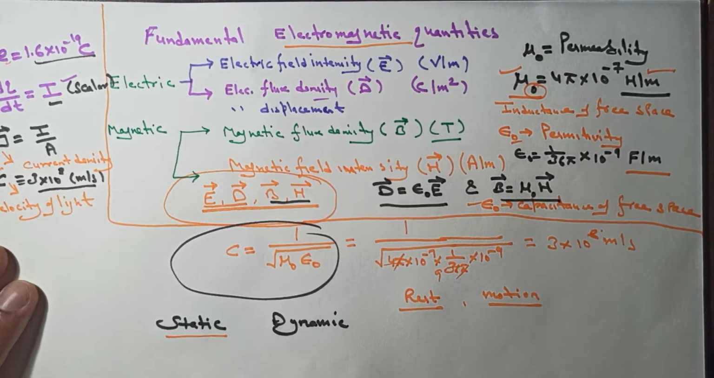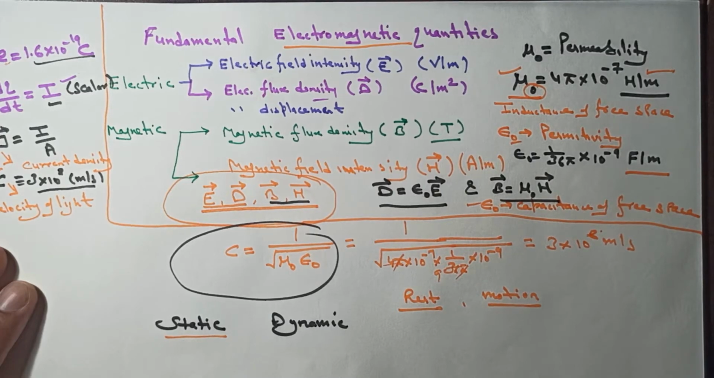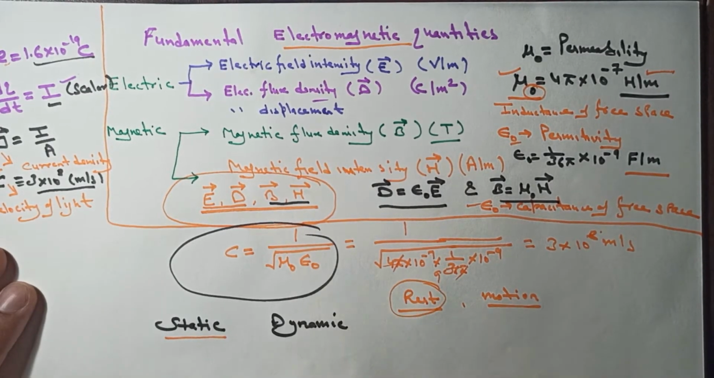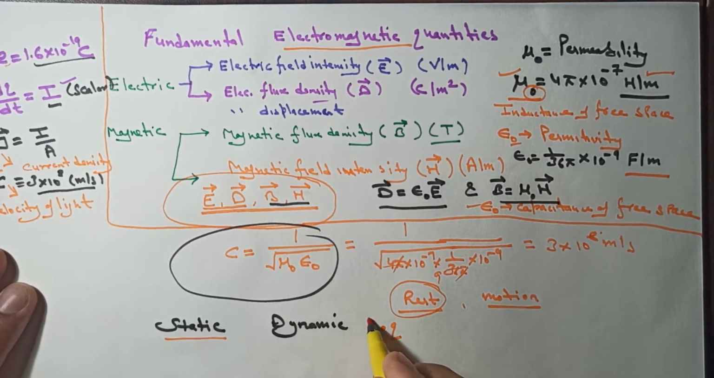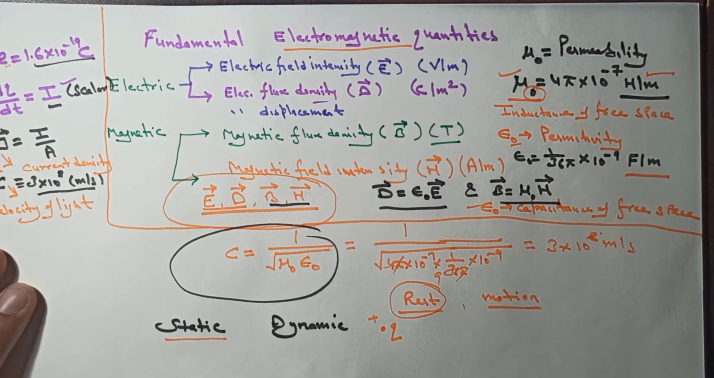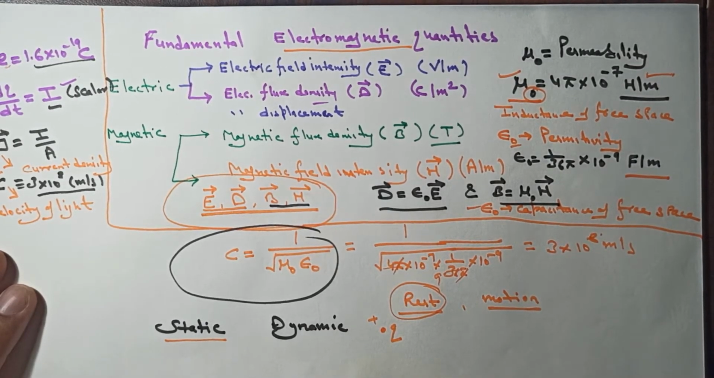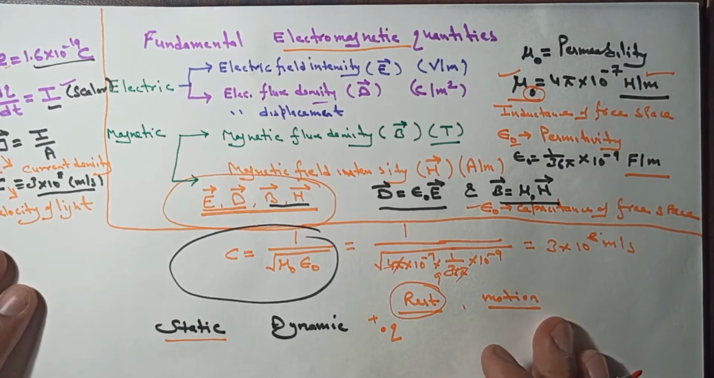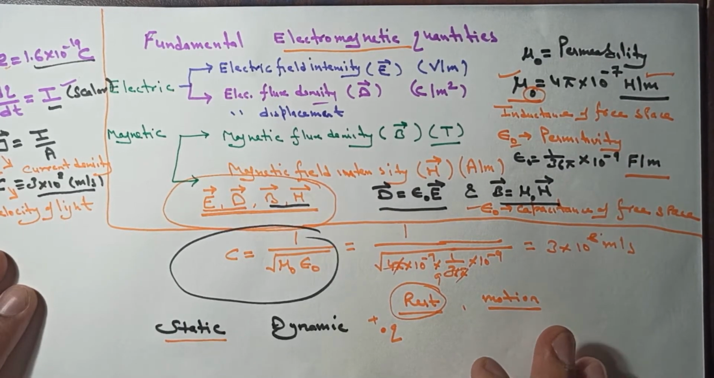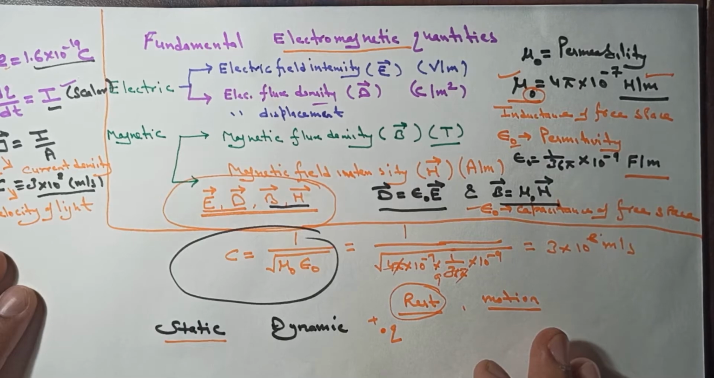Just remember that when this charge is at rest, let us say this is a charge plus Q and it is not moving, then it will produce the electric field. When it is in motion, then it will produce the electric field as well as the magnetic field.